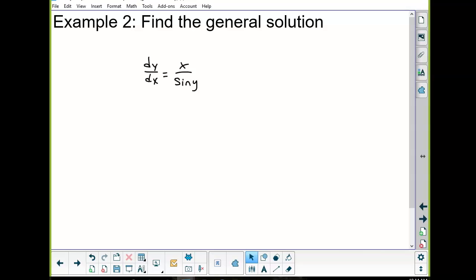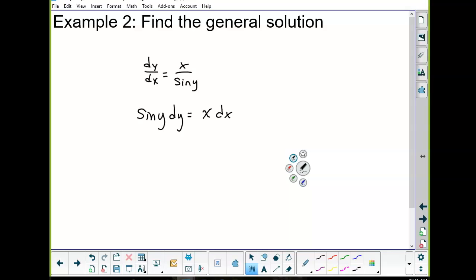Okay, so this one, notice how the y is on the bottom? Sine of y. I need to move that over to the other side. So I'm going to times both sides by sine of y. So that brings the sine of y nicely over to the x, and now the x is actually on top. And then we can take the antiderivative. So we're thinking whose derivative gives me sine of y, and then whose derivative gives me x. So fairly quick, friendly ones.